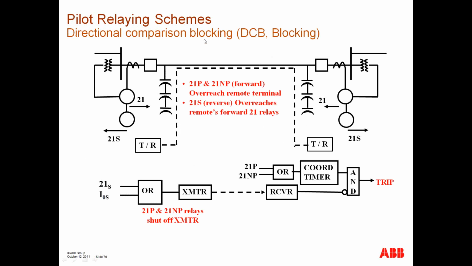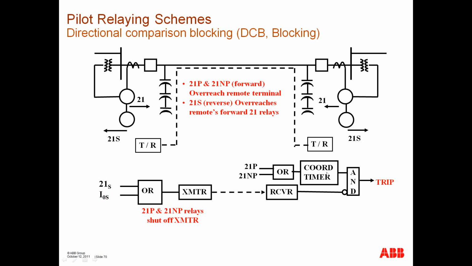Directional comparison blocking is a method that is commonly used over this. On-off carrier is typically used, but you can use frequency shift. The idea of this primarily is that you're sensing a forward or reverse fault at each terminal. Therefore, if the fault is external, the 21S operates, sends a blocking signal to the remote end to block it.